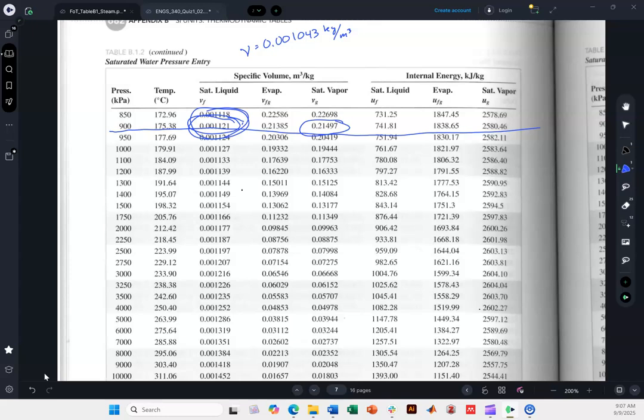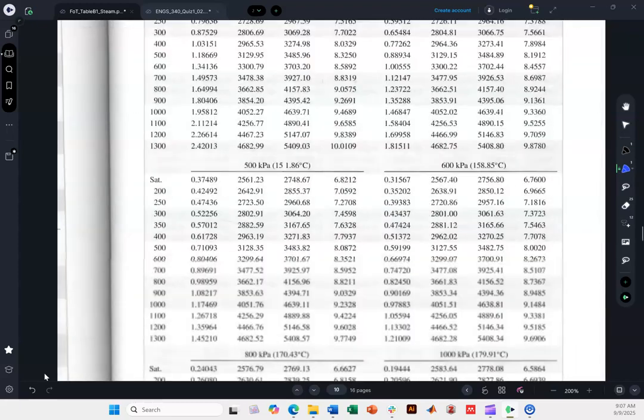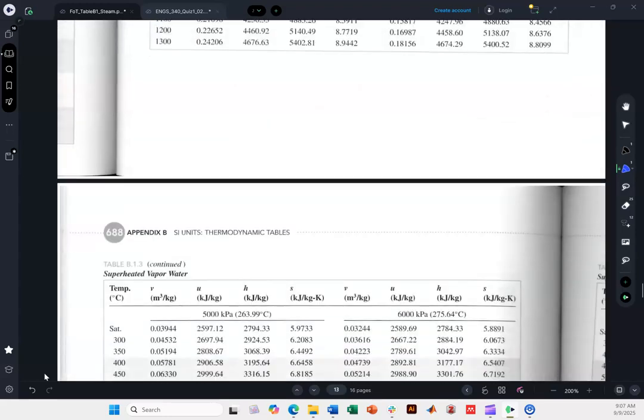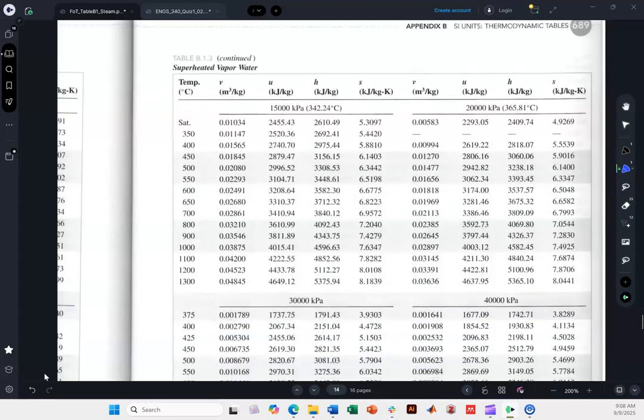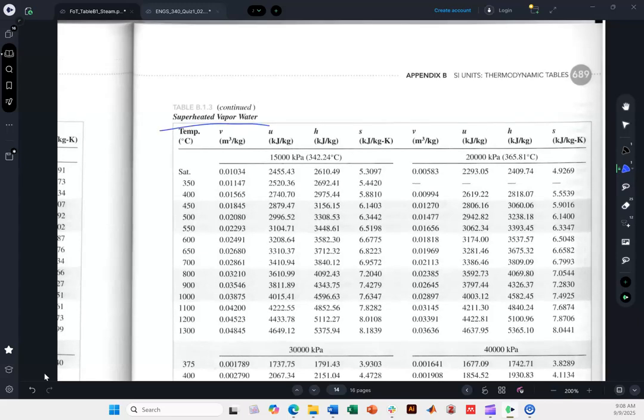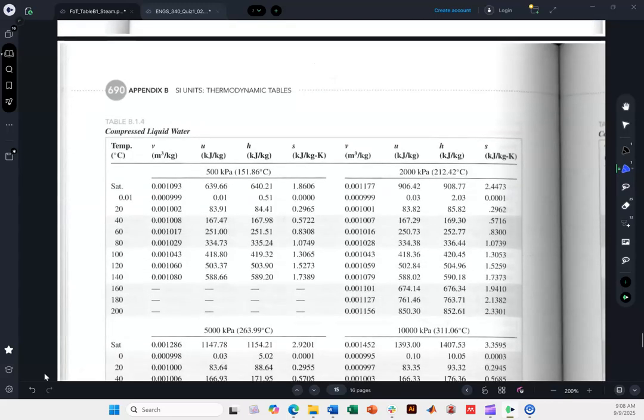So now what I need to do is go to the end of my table and look at the liquid properties. So going all the way down here, past superheated water vapor, I'm looking for compressed liquid. There we go, B.1.4, compressed liquid water. So now again, I'm looking for P equals 900 kPa, and specific volume equals 0.001043 meters cubed per kilogram.